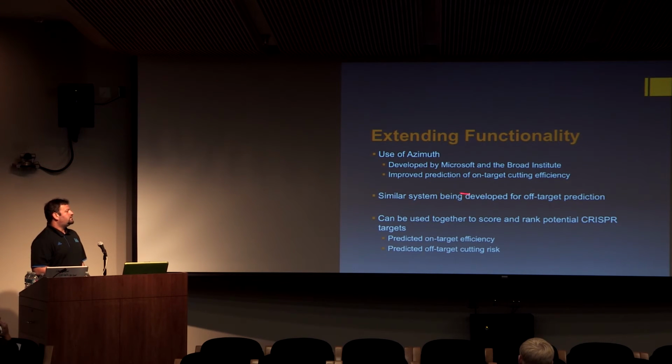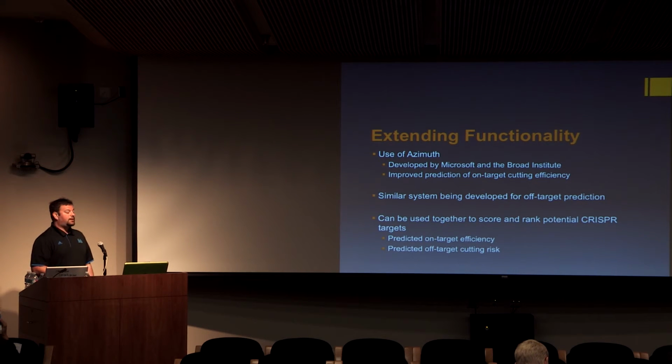So use of Azimuth, this was developed by Microsoft Research and the Broad, and it's probably the current best system for predicting how likely you are to cut a CRISPR on target based on its sequence. They're right now using a similar approach to develop predictions for off-target risk. So if you give it a similar match, it'll predict the risk of actually cutting that similar match. And these can be used together to score and rank potential CRISPR targets.